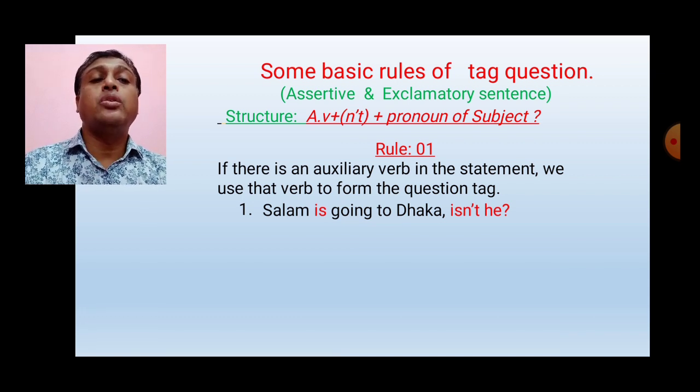Here Salam is going to Dhaka. It is a positive statement. So we have to write not in our answer. Then we will write the pronoun of the subject. Here the subject is Salam. We know that this is a noun form. So the pronoun form of Salam is he. So I have written the answer to this statement: isn't he.